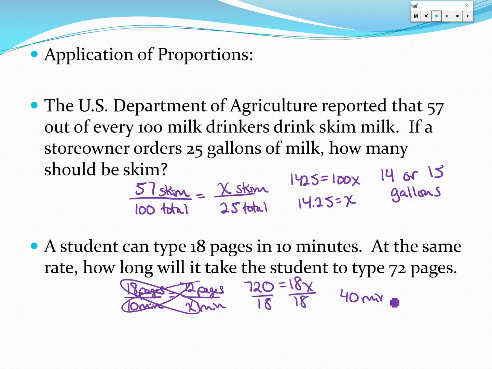And we end up with 40 minutes. Come test time, I will be looking to make sure that your label is also correct. So it's great if you can set this up and come up with an answer of 40, but I also want to make sure you understand what your answer represents. So you would need 40 minutes if this were a test question.